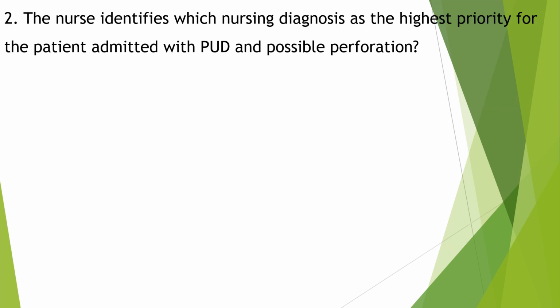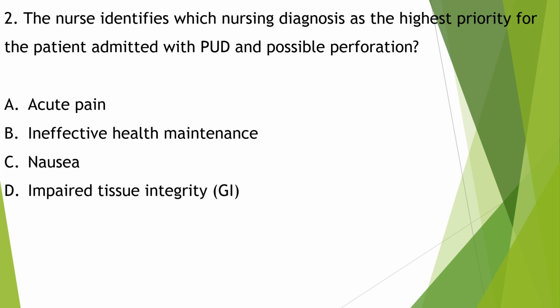The nurse identifies which nursing diagnosis has the highest priority for the patient admitted with peptic ulcer disease and possible perforation. Acute pain, ineffective health maintenance, nausea, impaired tissue integrity related to the gastrointestinal system.